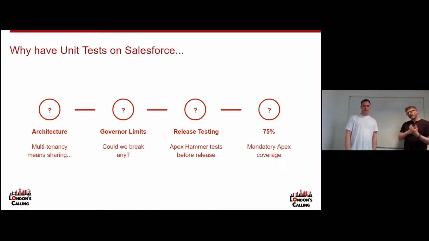And that's why we have this magic number. 75, that means 75 lines out of every 100 lines of Apex code have to be referenced by a test. Now, it's just Apex code we're talking about, not Lightning components, Lightning web components. Flows and processes have got their own deal, which we'll talk about a bit later on.